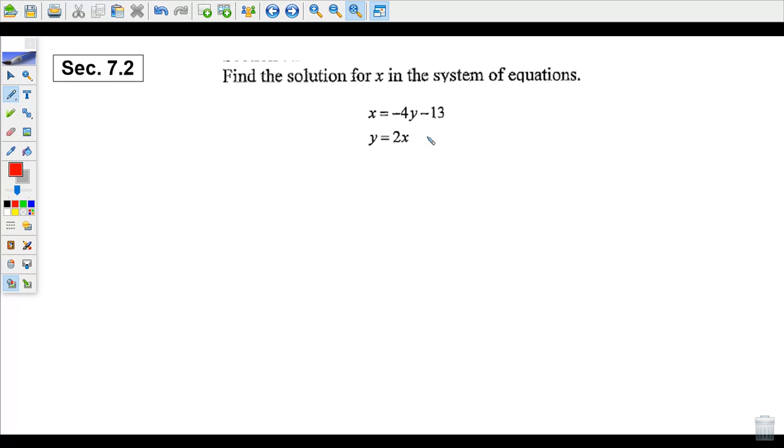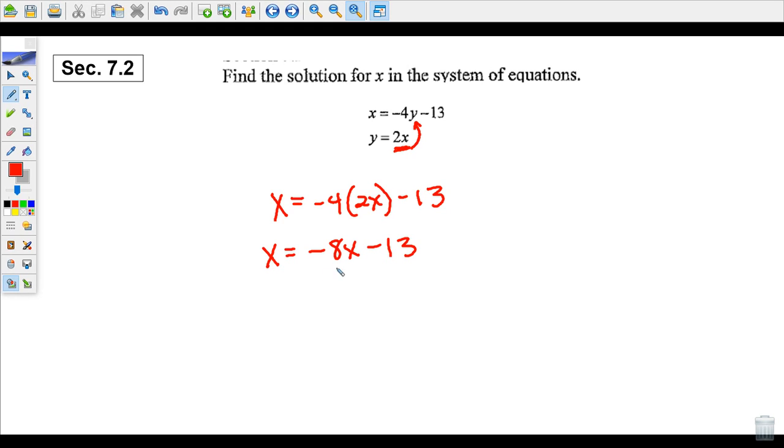What I'm going to do is use substitution. I'm going to take this 2x and substitute it for y right there. So the top equation is going to become x equals -4 times what I'm substituting, which is this 2x, just in place of y, minus 13. So this is the only thing that changed. It became 2x. Now my equation is x equals -8x minus 13.